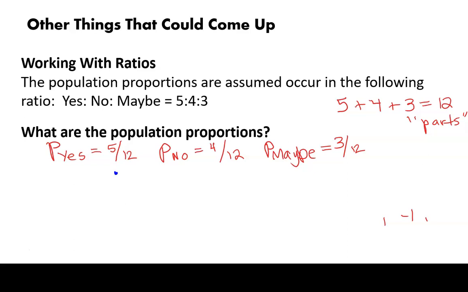And the proportion of maybe is 3 out of the 12 parts. And it's perfectly fine to leave those as fractions. You don't have to turn them into decimals. If you do want to turn them into decimals, please use at least 3 decimal places, if not 4 or more, if you have to round. Okay, but using the fractions are fine.